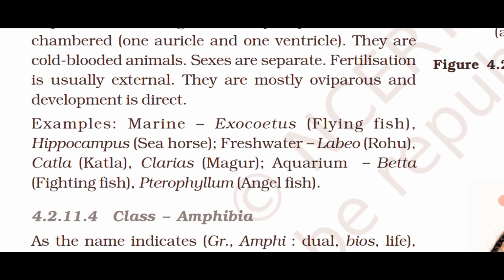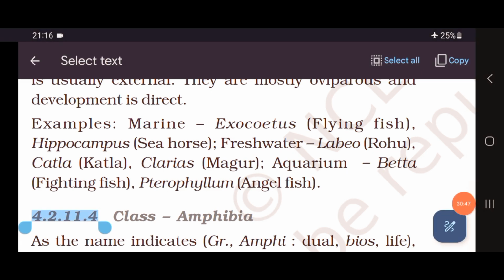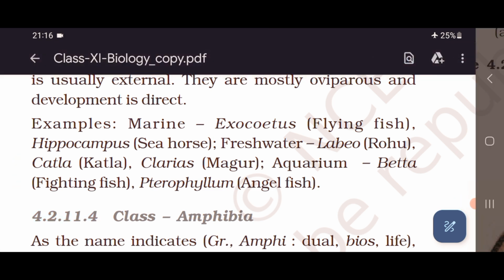Examples: marine Exocoetus, known as flying fish; Hippocampus, known as seahorse; freshwater fish, Labeo, known as Rohu; Catla, known as Katla; Clarias, known as Magur; aquarium fish, Betta, known as fighting fish; Pterophyllum, known as angelfish.